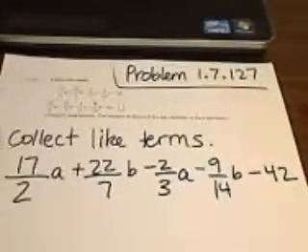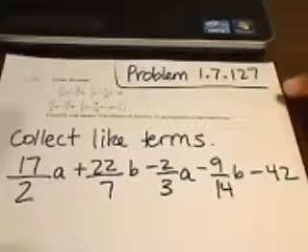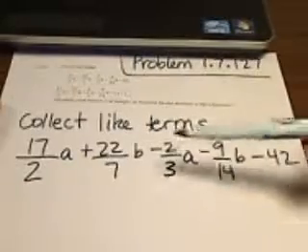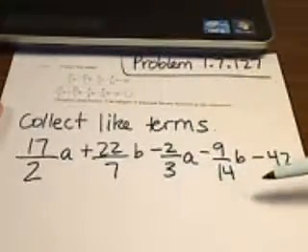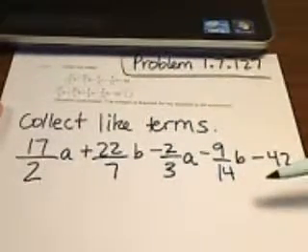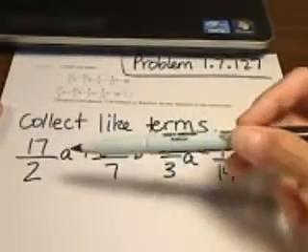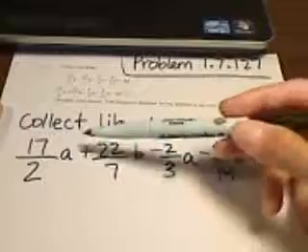Okay, so this is problem 1.7.127. Can't really see it here, but they ask us to collect like terms, so I wrote it out. So they are asking us to collect like terms of all of these terms here, and the like terms are going to be the variables that have the same exponent.